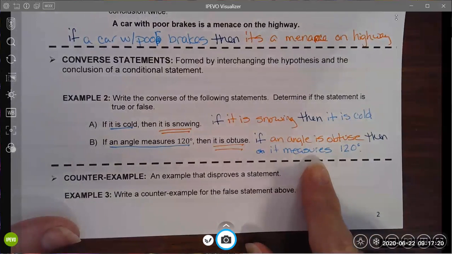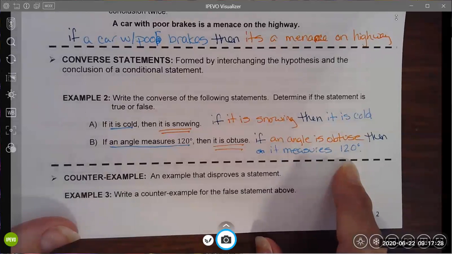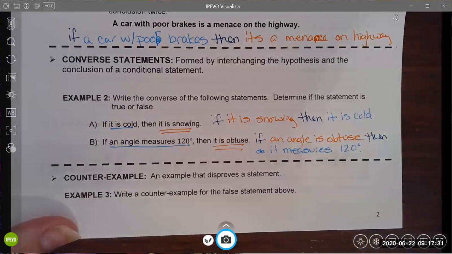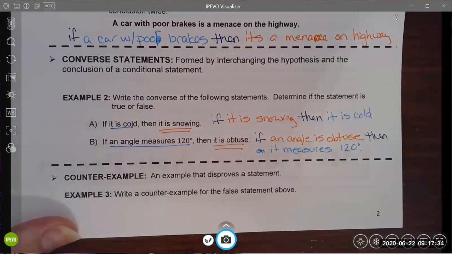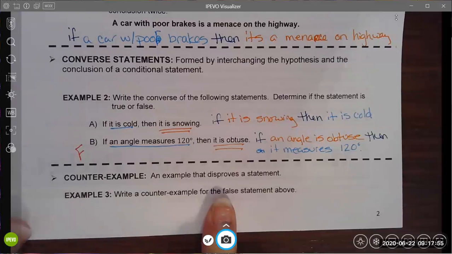So now let's determine the truth or falsity of this statement. If an angle is obtuse, we're saying it is obtuse, then does it absolutely have to measure exactly 120 degrees? That's the question. I'm going to argue that that is a false statement. And when we decide that a statement is false, then we are compelled to create a counterexample. And a counterexample is just going to be, in this case, perhaps a quick description of an angle that doesn't measure 120 degrees, but is actually obtuse. And as you can guess, there are lots of them.